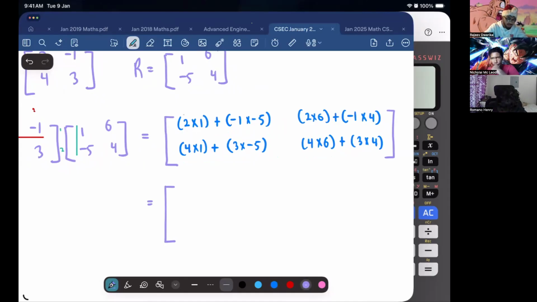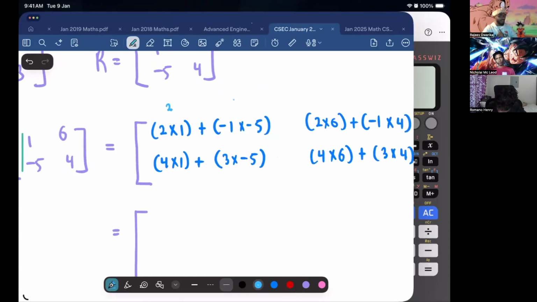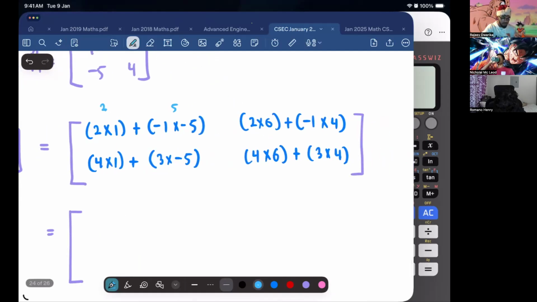So 2 by 1 is what? Tell me, Nicholas. 2. What's -1 by -5? Wait, don't use a calculator. +5. Where's a negative by negative? Positive. What's 1 by 5? Positive 5. I'm trying to get you into the habit of not using a calculator, because in paper one you're not going to have a calculator. You can't use a calculator for paper one.